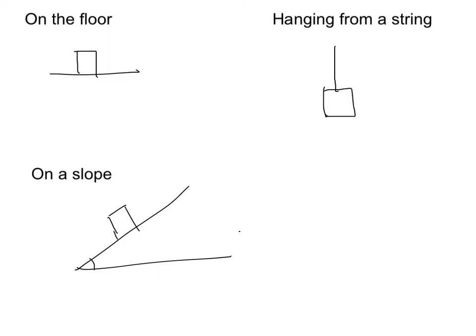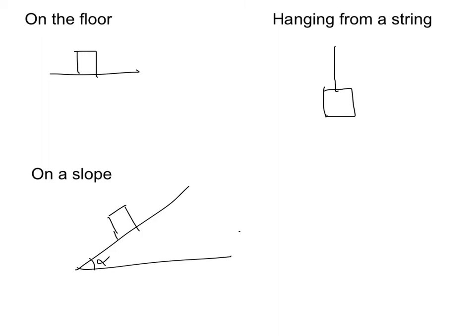Really, there's only 3 types of force acceleration diagram that you need to worry about. A particle on the floor, a particle hanging from a string, and a particle on a slope. And if you can draw these 3, then you're fine. The angle of the slope is alpha. So let's think through our types of force.